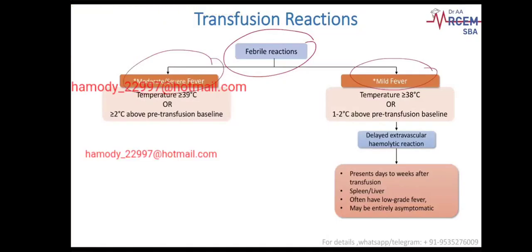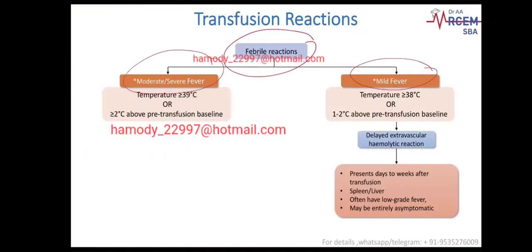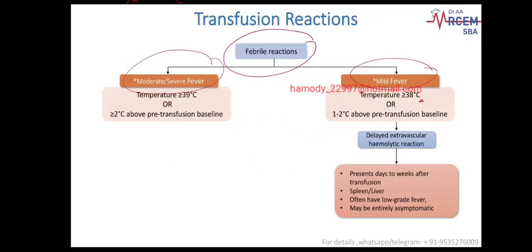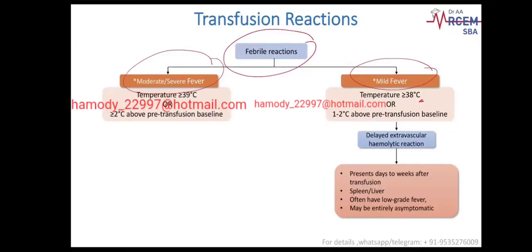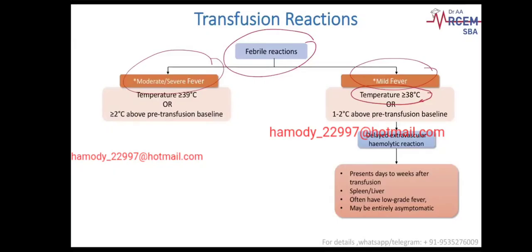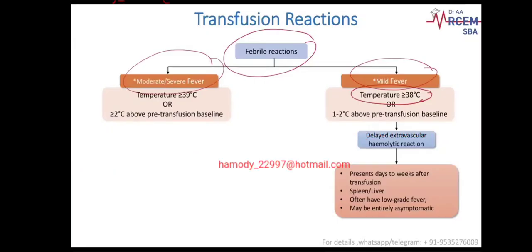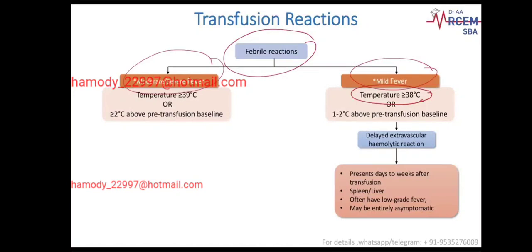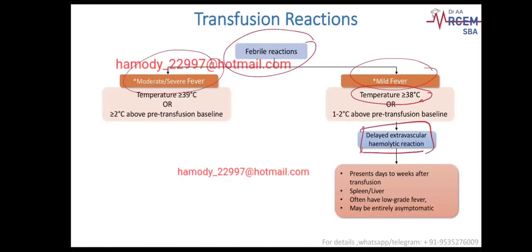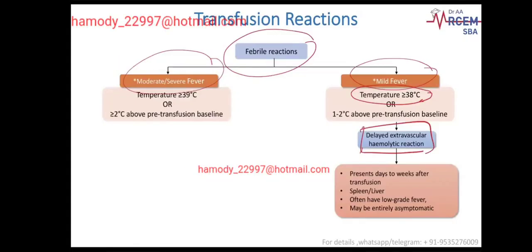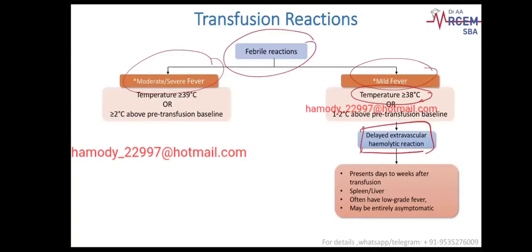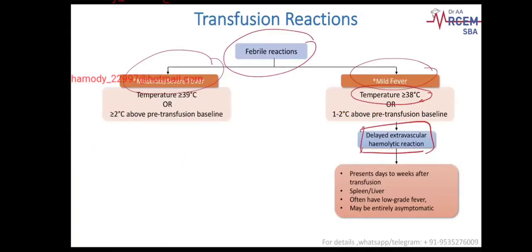Mild fever. Whenever it is a mild fever, that is the temperature being equal to or more than 38 degrees Celsius, or 1 to 2 degrees above the pre-transfusion baseline. So it is not always a hard and fast rule that the temperature will be around 38 degrees Celsius and less than 39. It might sometimes be 39.1, yes, it can be seen. Mild fever is most of the time seen in a delayed extravascular hemolytic reaction. So it is not inside the veins and the arteries, it's outside the veins and the arteries. That's why it is known as extravascular.